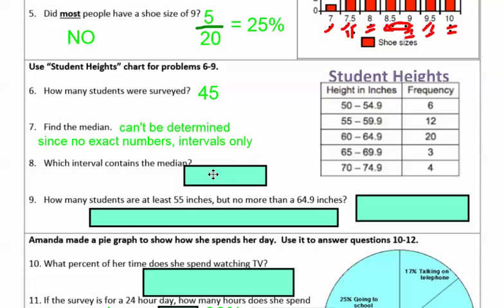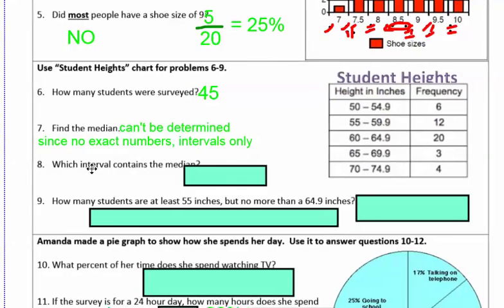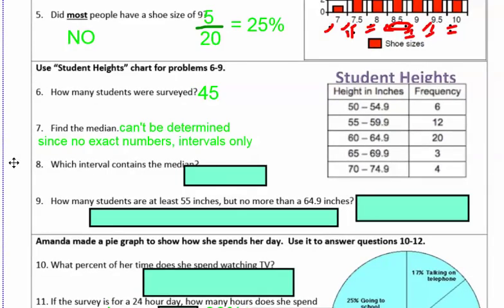However, we can find the interval that contains the median. So we can find what interval the median will be in. What we can do again is make those dots if we wanted to. I have 6 people here, 3, 4, 5, 6, is that 6? We could put 12 here.